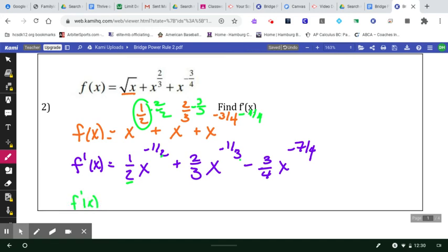Again, the calculus is done. The calculus was literally bringing down a number and subtracting a 1. And now I'm just cleaning it up. So this is going to become 1 over 2, and that's the square root of x, plus 2 over 3, and this is the cubed root of x, minus 3 over 4, and this is the 4th root of x to the 7th.